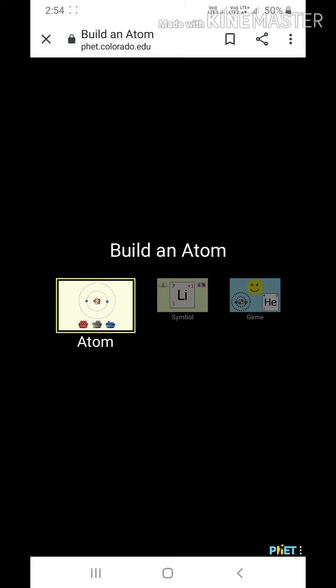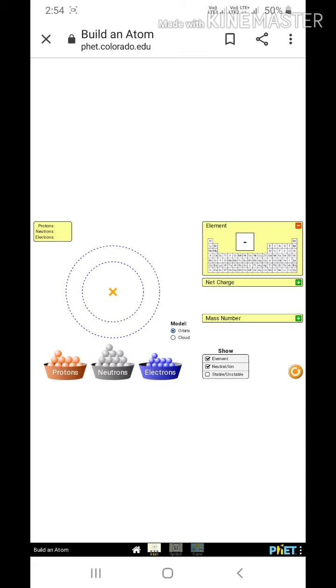These simulations are not very heavy. They are very simple. They can load very easily. I will click on atom. Now I have proton, neutron, and electron. Let us add one proton to the nucleus. The moment I have added the proton to the nucleus, it became hydrogen, and it is highlighted in the periodic table also.